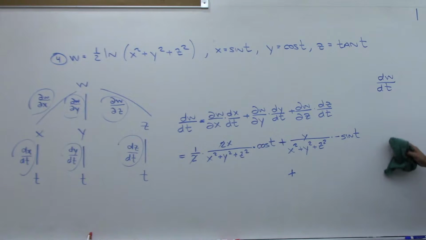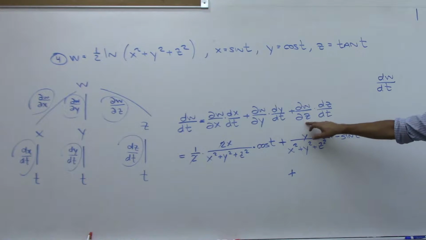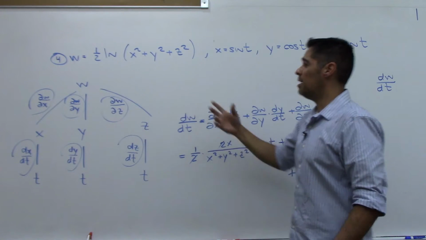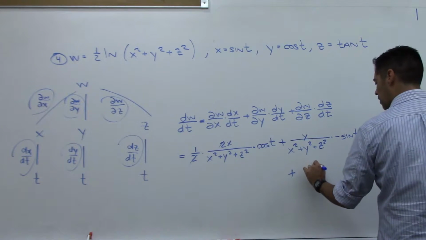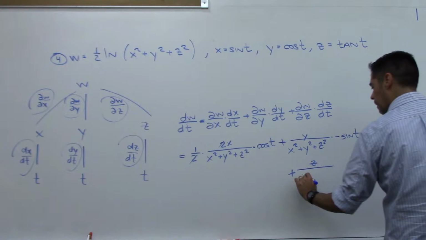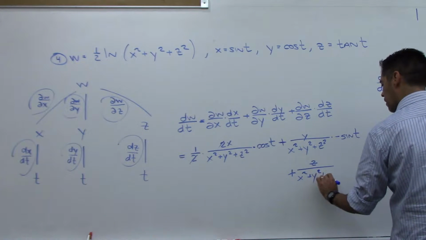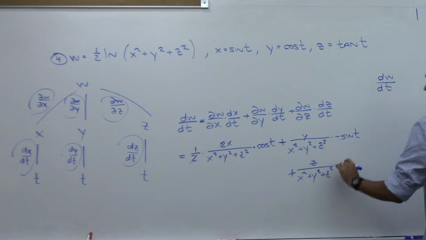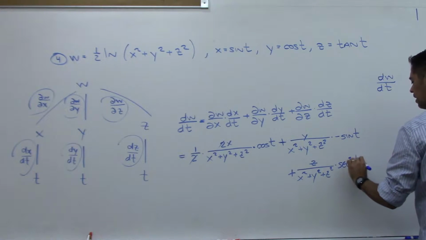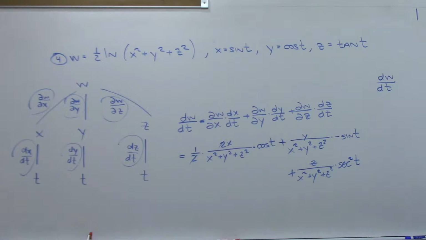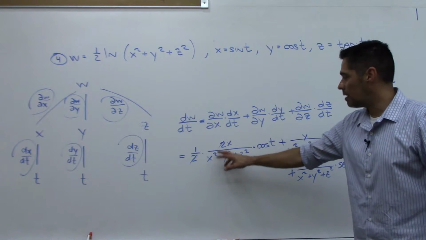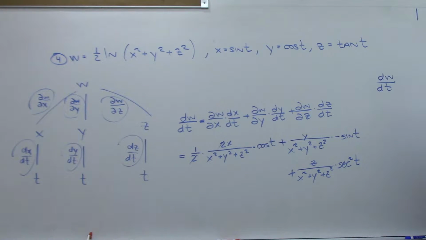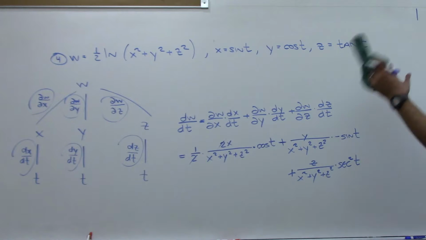And then I have one more plus. I'm out of room over here, so plus partial w with respect to z, which again is going to be the derivative of this again, but this time the derivative inside here is 2z. So it's going to look like this with a z on top. And then the derivative of z with respect to t, which is going to be secant squared t. And then what you would have to do is go in here and replace all of your x's with sine t, all your y's with cosine t, all your z's with tangent t, and have fun.